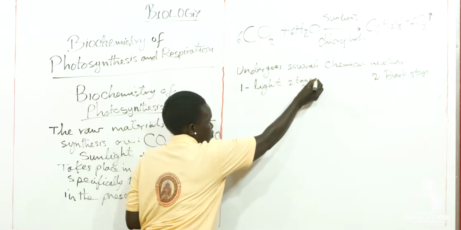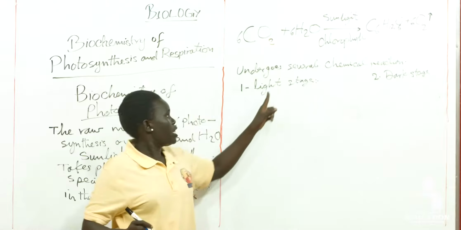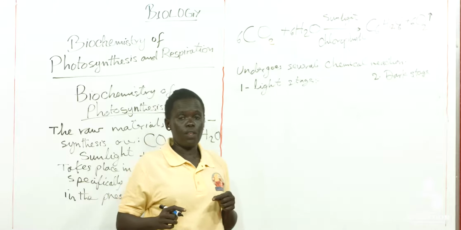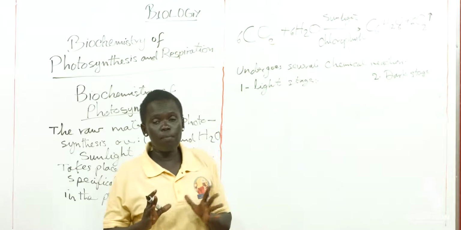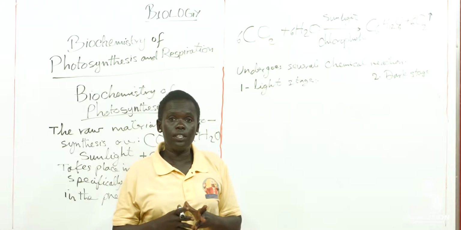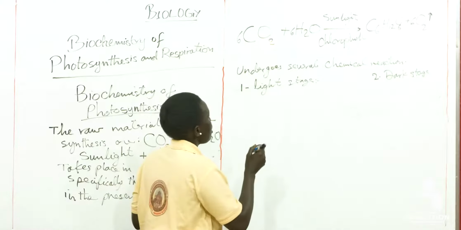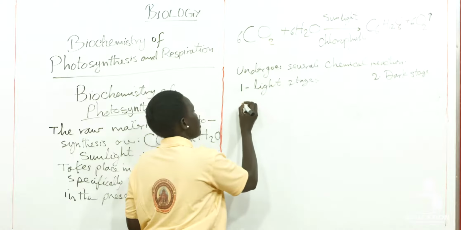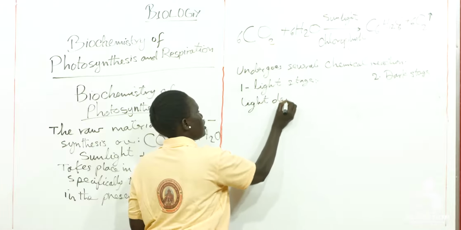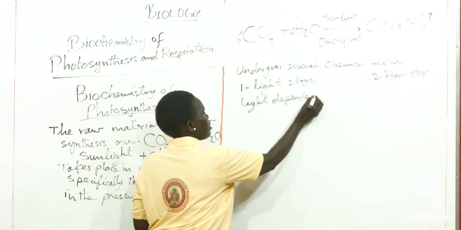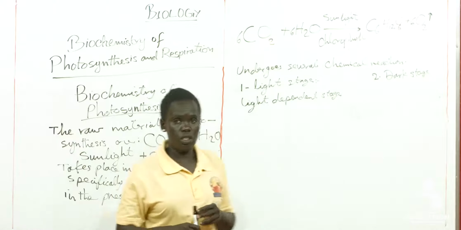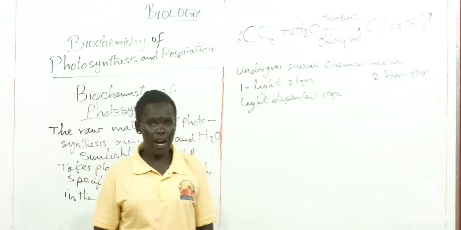Under this stage, the reaction that takes place under what is known as the light stage cannot take place without light. That's why it can be called the light dependent stage. It depends on the presence of light for this reaction to occur.